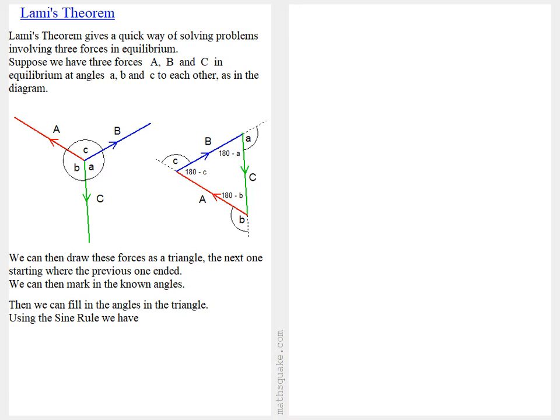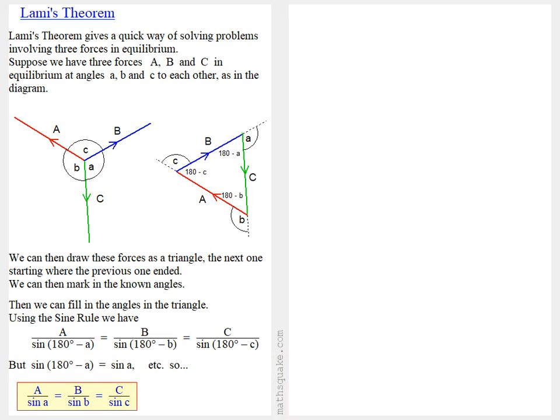So we can then use the sine rule in the triangle. A over sine of 180 minus A equals B over the sine of 180 minus B equals C over the sine of 180 minus C. But we know the sine of 180 minus A is the same as sine A. Sine of 180 minus B is equal to sine B, and sine of 180 minus C is equal to sine of C. And so we can write A over sine A equals B over sine B equals C over sine C. This is Lami's theorem. In the original diagram, we write down each force over the sine of the angle opposite it, and these are all equal.